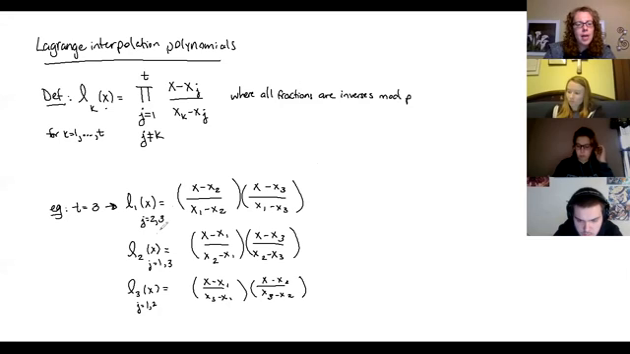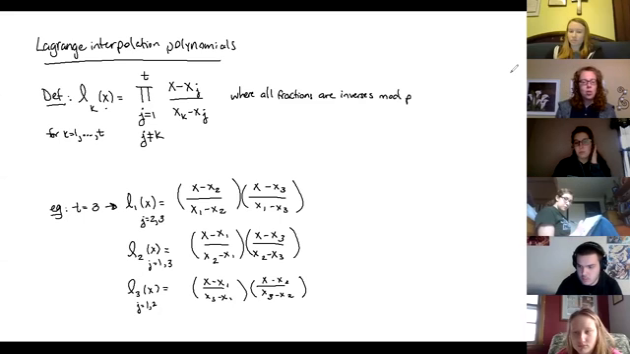Okay, so for L sub 2, j needs to equal 1 and 3, right? So we've got x minus x1 over x2 minus x1 times x minus x3 over x2 minus x3. For L3, j needs to equal 1 and 2. So we've got x minus x1 over x3 minus x1, x minus x2 over x3 minus x2.